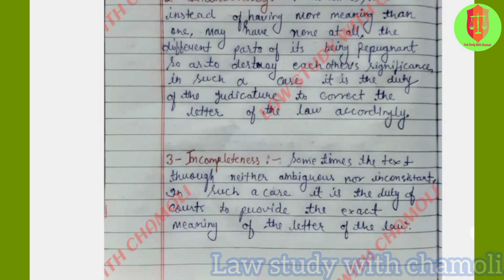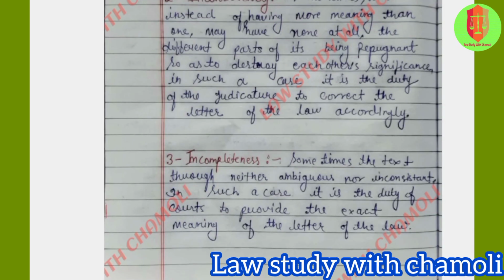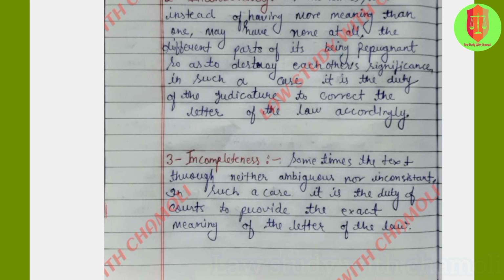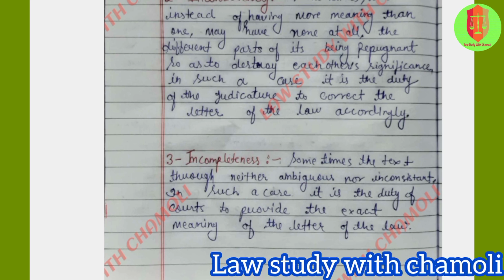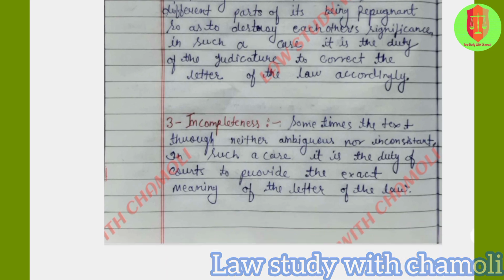Inconsistency. Sometimes a law, instead of having more than one meaning, may have none at all. The different parts of it may be repugnant, so as to destroy each other's significance. In such a case, it is the duty of the judicature to correct the letter of the law accordingly.